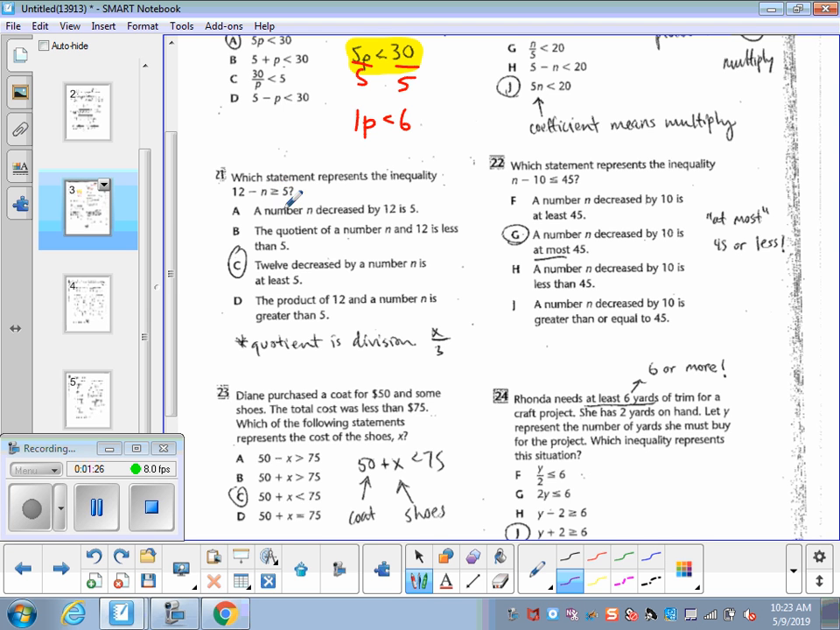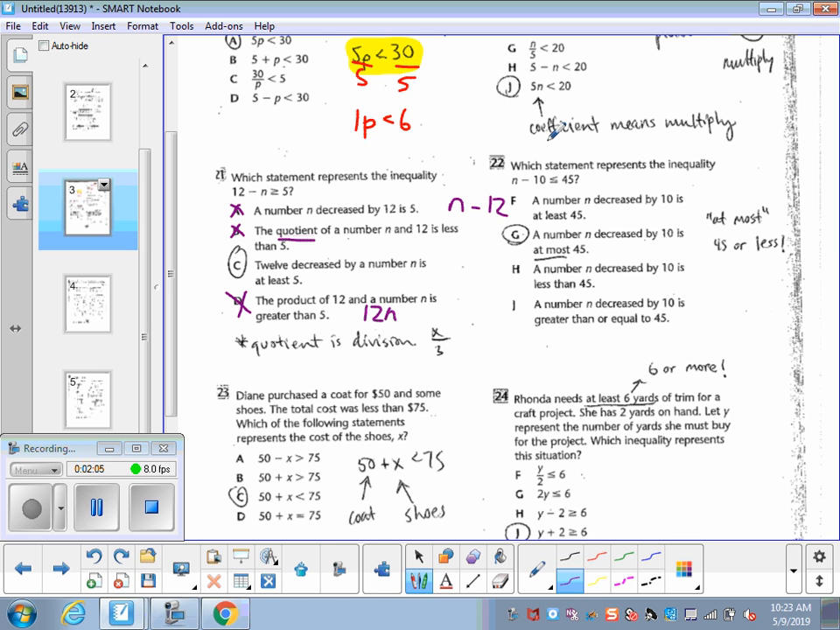All right, which statement represents this inequality? Now, A shows a number n decreased by 12, so A would have n minus 12, and that's why it's out, because we want 12 minus n. B is out because it says quotient, and that means division, so far we're knocked out A and B. Now for C, 12 decreased by a number n, so 12 minus n, is at least 5, and I wanted to remind you guys that at least 5 does mean 5 or more, and this right here shows that it would be more than or equal to the 5. So that's why it's C. Now D says product of 12 and n, just so you know, and that would have a 12n like that, so D is also out.